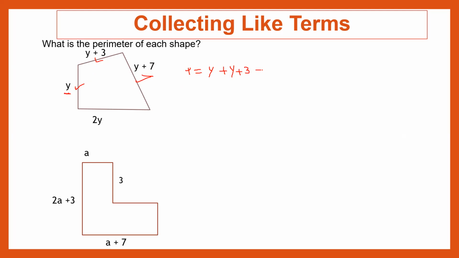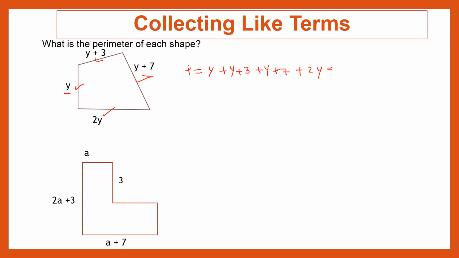Third one is y plus 7, and of course I'm adding all of them together. And the last one is 2y. Why did I do a tick like that? So I don't forget any of the sides. Now these are 4 sides, they're not a big deal. However, when we go to bigger shapes, like with more sides, it's going to be a little harder.